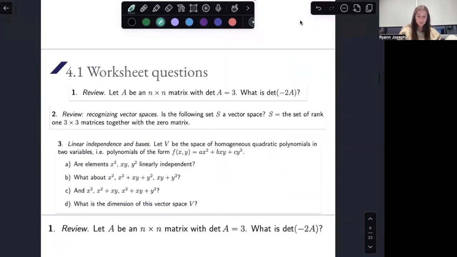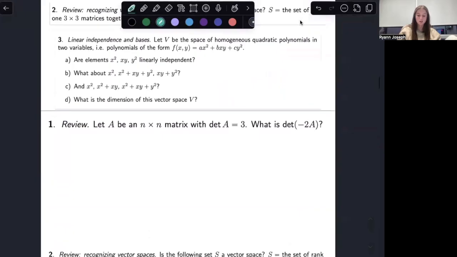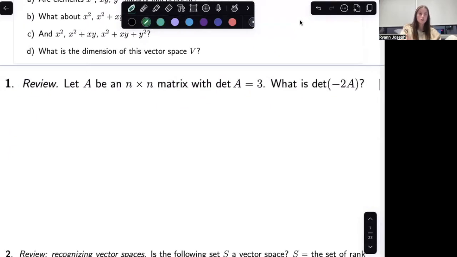All right, worksheet questions. Let A be an n by n matrix with a determinant of 3. What is the determinant of 2A? There are these two review questions for this worksheet. I don't know why. Whatever.